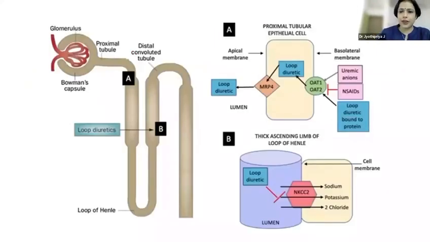In this picture on the right side, you can see the loop diuretics bound to the protein, albumin, and they cross through the organic anion transporters on the basolateral side of the proximal tubular cells. They enter the tubular lumen and then act downstream on the thick ascending limb of the loop of Henle. Now, when there is advanced renal failure, the uremic anions accumulate and also compete for these organic anion transporters, and thus the delivery of the loop diuretics will be reduced.